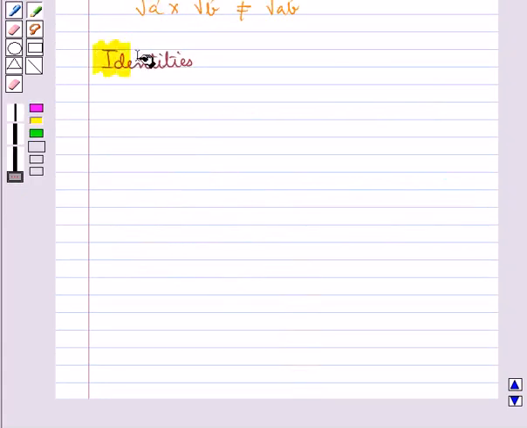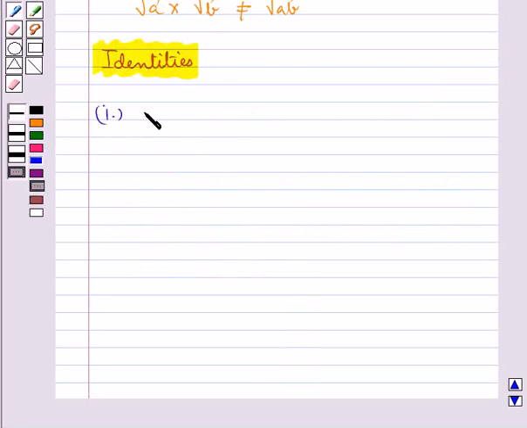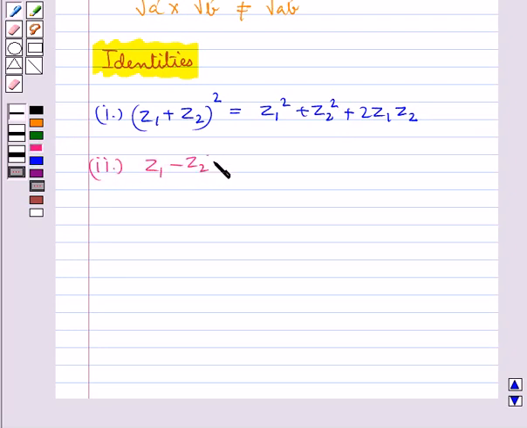Now we shall discuss some identities. The first one is (z1 + z2) the whole square is equal to z1 square + z2 square + 2 z1 z2, where z1 and z2 are complex numbers. Then the next is (z1 − z2) the whole square is equal to z1 square − 2 z1 z2 + z2 square.